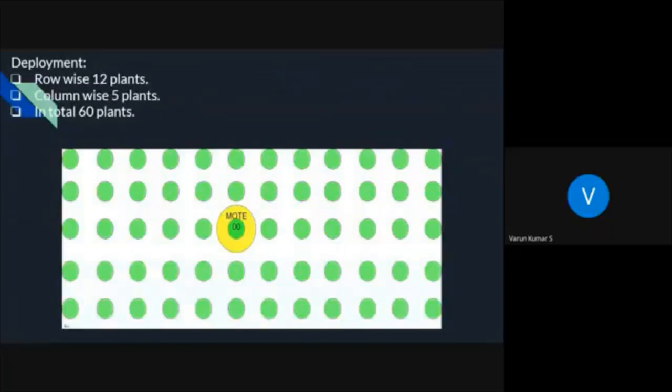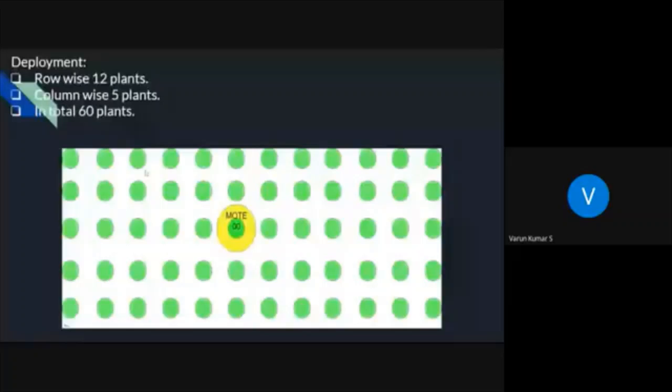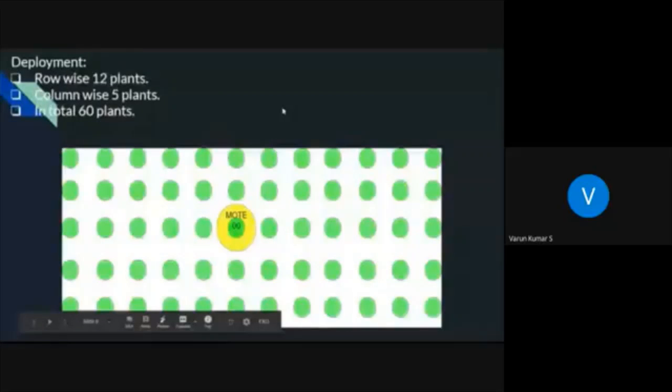So this is a diagrammatic view of how the setup is actually implemented. As we see, these green color circles indicate the number of plants. As we can see, there are 12 plants horizontally and 5 plants vertically, and the mote is placed in between them. A single mote can cover 60 plants, as we have seen in the previous slide.